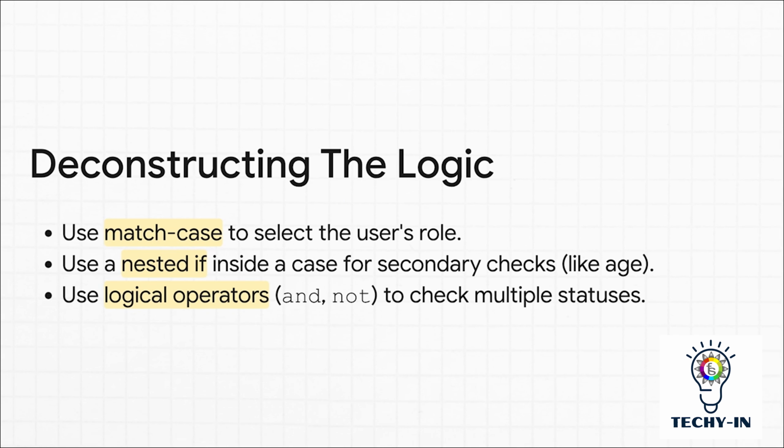First, you'd use match case to handle the big picture category. What's the user's role? It's the perfect tool for that. Then, inside a specific role's case, you might use a nested if for a secondary step-by-step check, like age verification. And then within that if statement, you'd use your logical operators, like and and not, to check multiple status flags all at once, like making sure the account is active and not banned. You see, every tool has its perfect job.